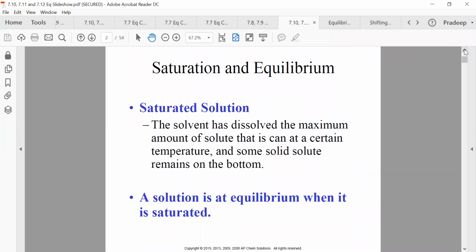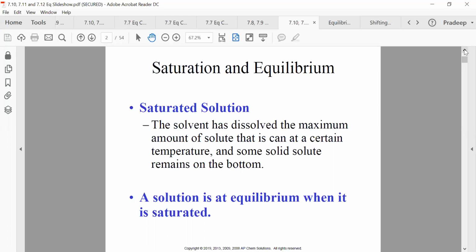So we talked about this yesterday a little bit. A saturated solution is a solution where the solvent has dissolved the maximum amount of solute that it can contain at a certain temperature, right? So it has the maximum amount of solute. For example, sugar in water, salt in water, or whatever. It is said to be at equilibrium because the amount of solute that is going into the solution is equivalent to the amount of solute that is being crystallized or precipitated.